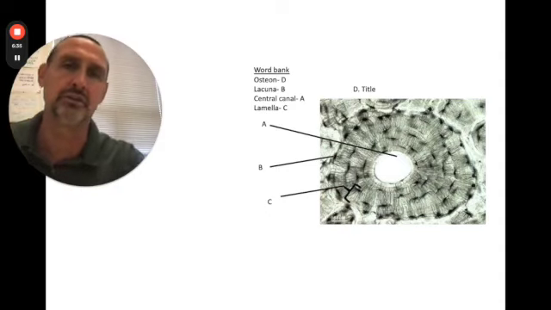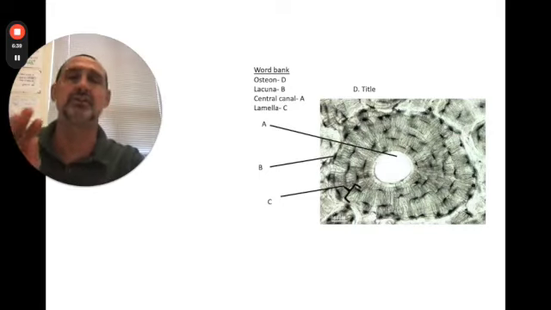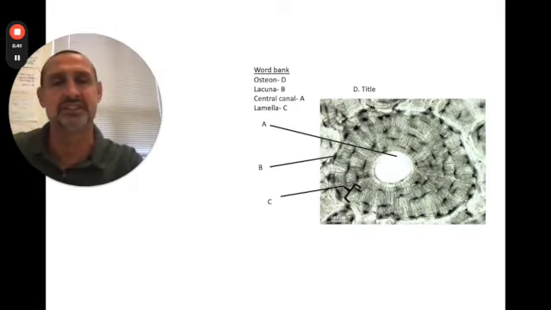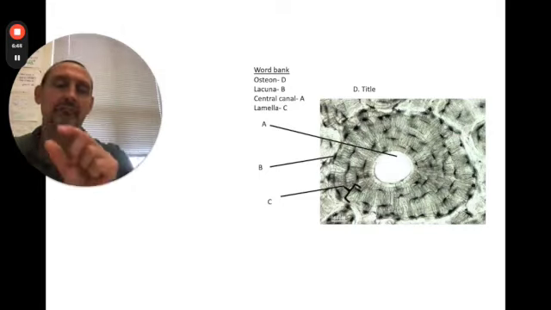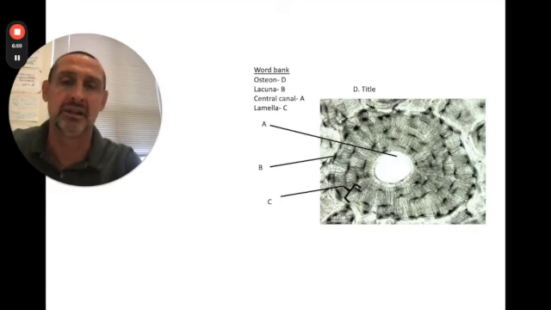Sometimes you might hear it referred to as Haversian canal. That's where the blood vessels and the nerves are. So there's blood vessels and nerves in that central canal. And then the bands that make the rings of the tree or the rings of the target, that's lamella.